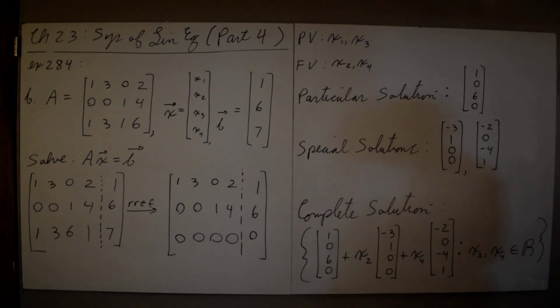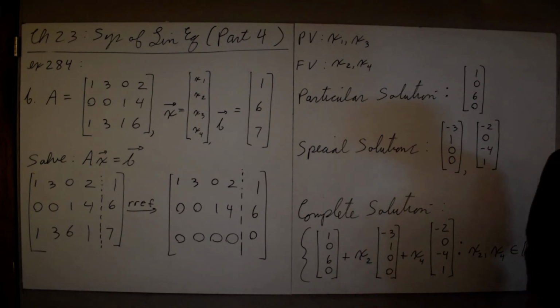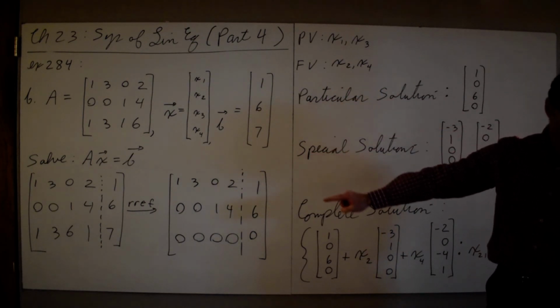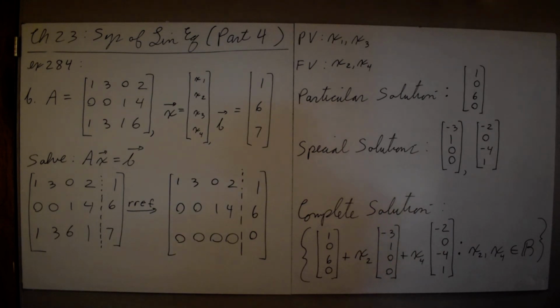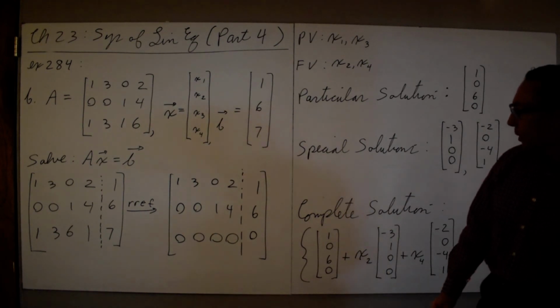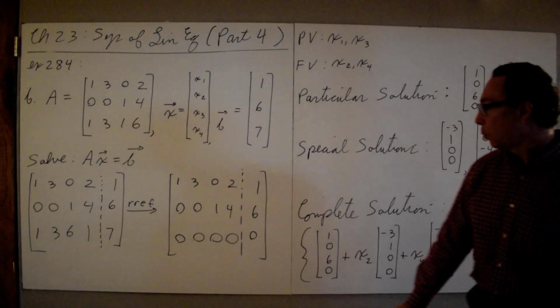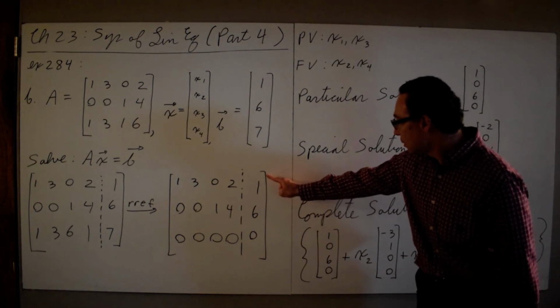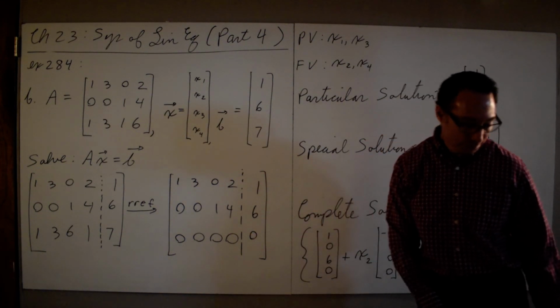We have two special solutions. Why? Because we have two free variables. We have two free columns. Each free column gives us a vector in the null space of the matrix A. So that's what we are looking at. We are looking at vectors in the null space of A. Equivalently, we're looking for solutions to the homogeneous system, as if these were zeros here.